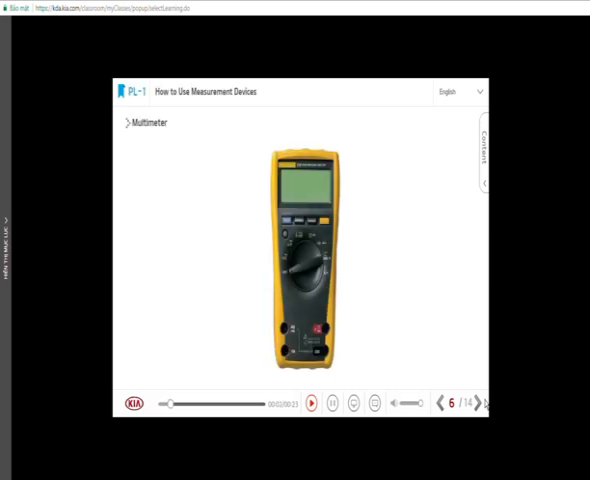We will learn about how to use the digital multimeter as we operate the device. You can rotate the rotary dial located at the center and press the button to select the functions you want.